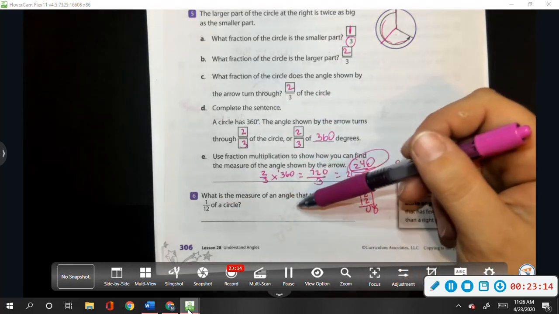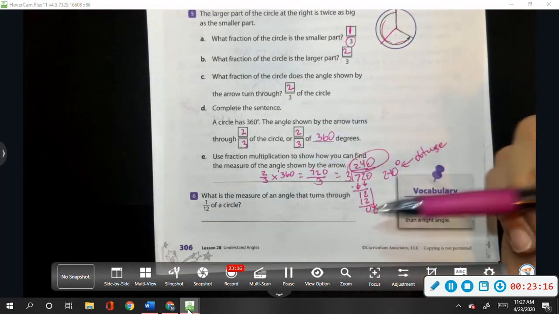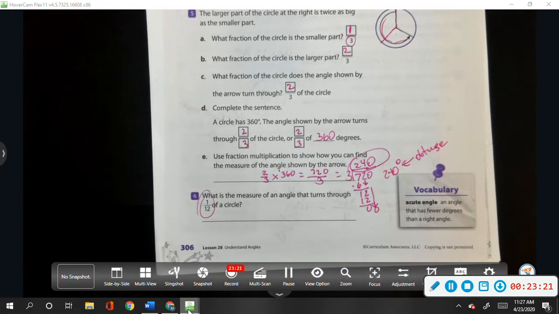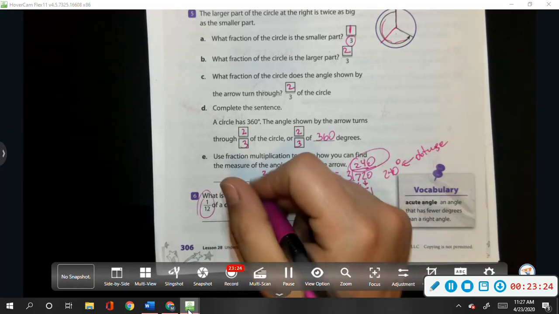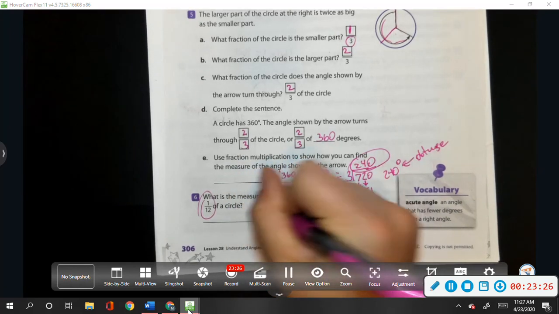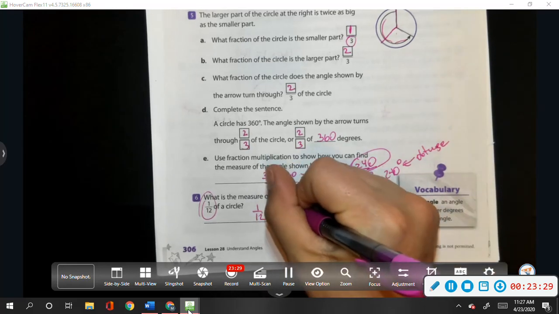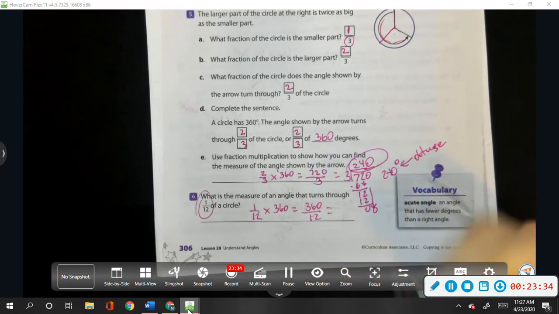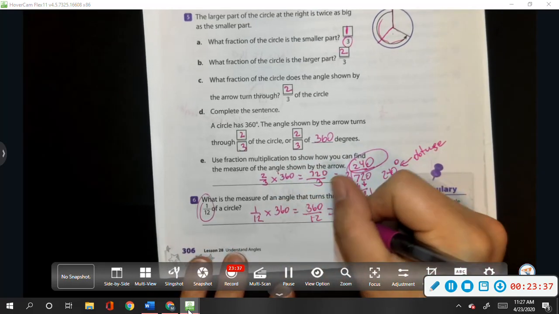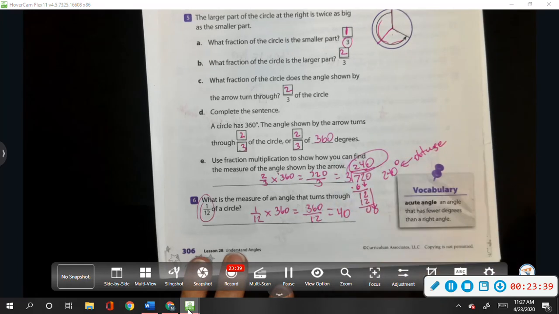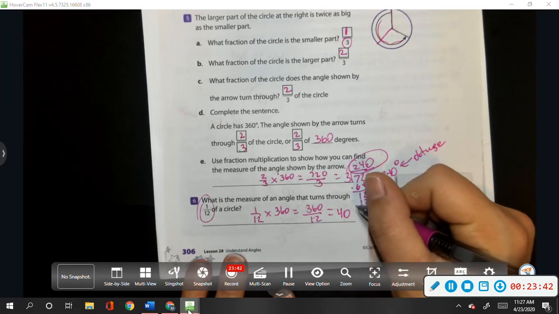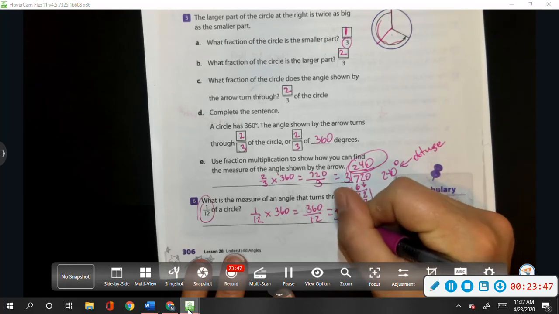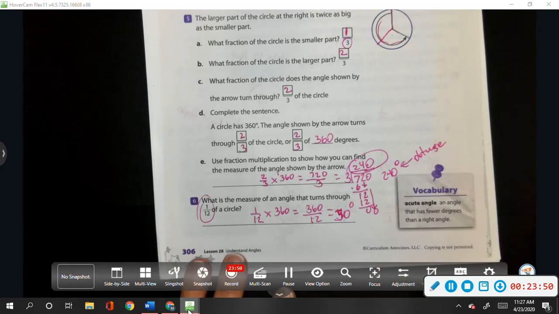What is the measure of an angle that turns through 1/12 of a circle? We don't even need to see this circle. If we have this fraction, we can find out the degree of the angle by using fraction multiplication. 1/12, a circle is 360 degrees, and then we just simply divide it out. 12 goes into 36 3 times, and we have that 0. I'm sorry, my mental math failed me just now. 30 degrees.